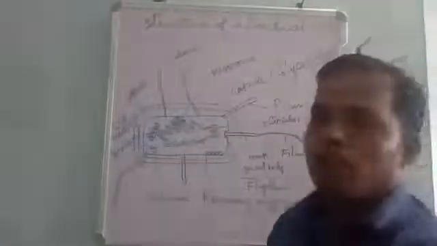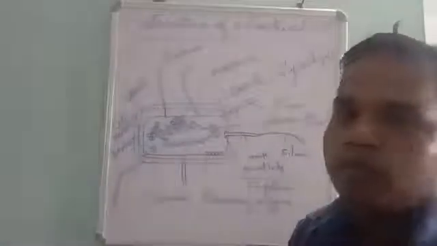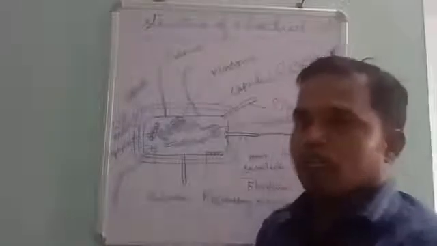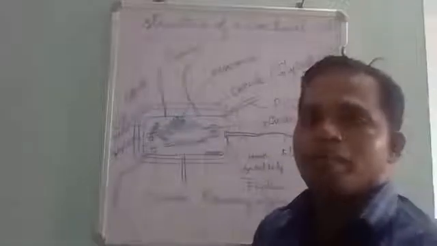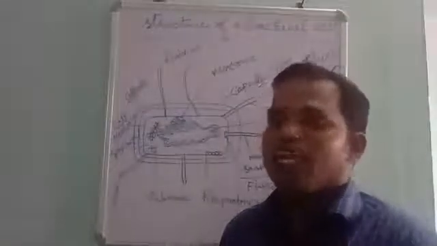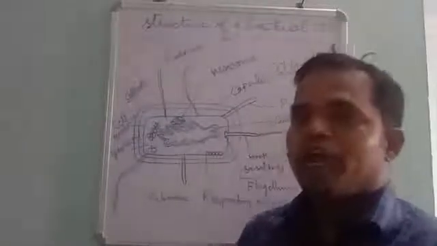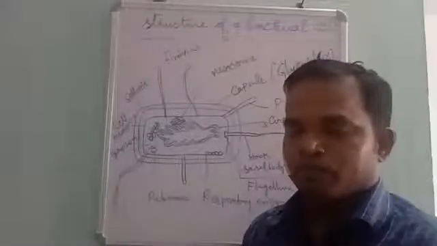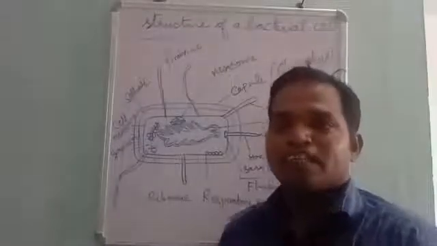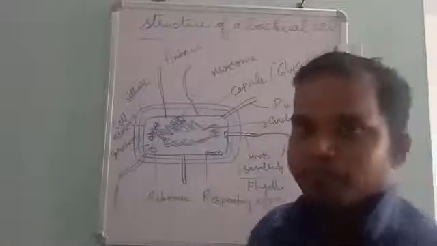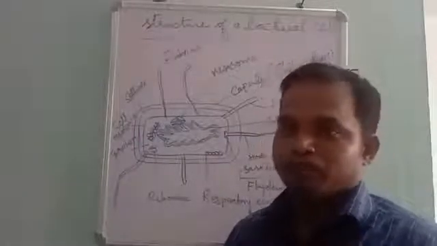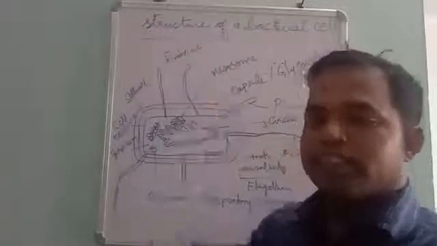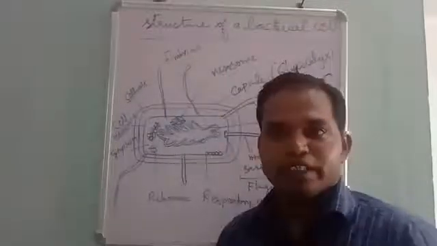The glycocalyx, as well as the cell wall along with the cell membrane, forms the cell envelope. So where do we find the glycocalyx? The glycocalyx is a gelatinous layer fixed to the surface of the cell wall.